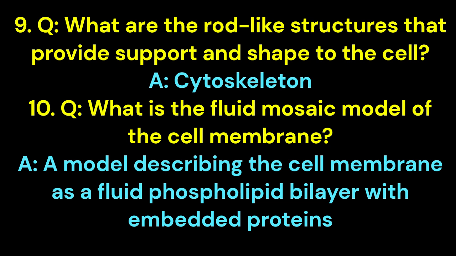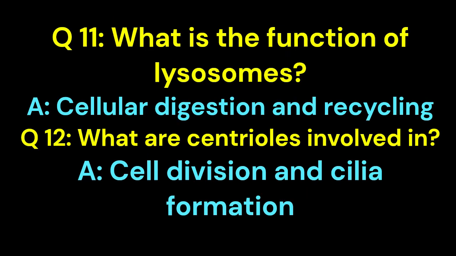A. Cytoskeleton. 10. Question: What is the fluid mosaic model of the cell membrane? A. A model describing the cell membrane as a fluid phospholipid bilayer with embedded proteins. Q11. What is the function of lysosomes? A. Cellular digestion and recycling. Q12. What are centrioles involved in? A. Cell division and cilia formation.